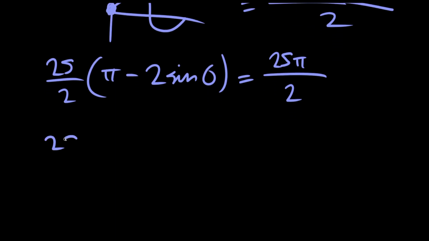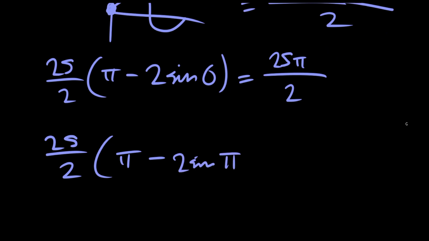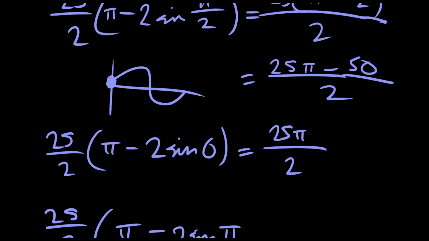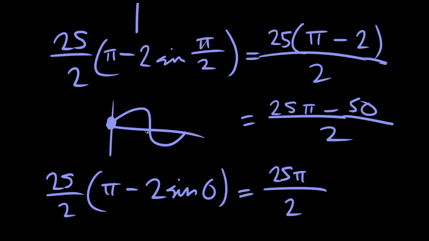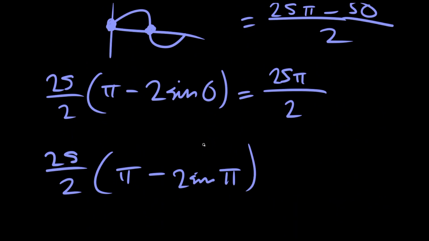But let's make sure to check the other one so we don't miss it like I did. Minus 2 times sine pi. Let's look at this graph again. Sine naturally has a period of 2 pi, so sine pi is 0 again. So this is going to be equal to 0, and we're going to get the same answer.